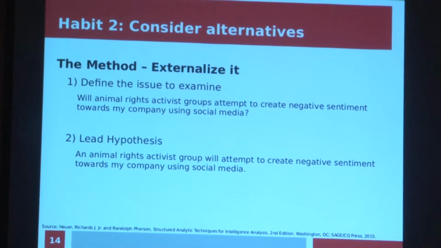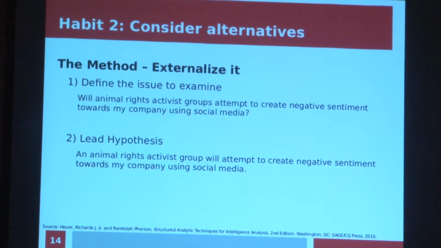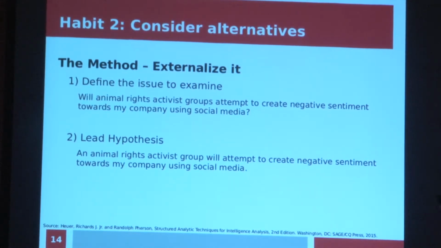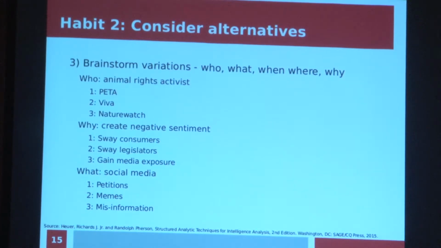So what's the method? You define the issue by asking a question. You jump in with a lead hypothesis. In this example, we're saying, hey, is an animal rights activist group going to try to create a negative sentiment using social media against my company? You flip that around, you turn it into a statement, right? You go from the question to the statement. You brainstorm variations on who, what, when, where, and why. Typically, you only need to pick 2 or 3. Sometimes you only need 1, depends on the question.